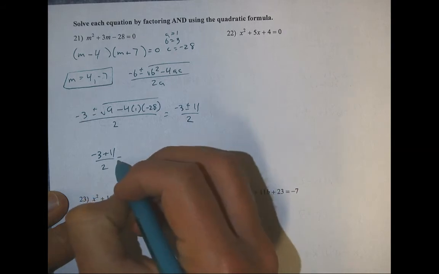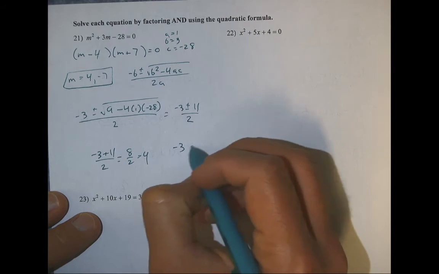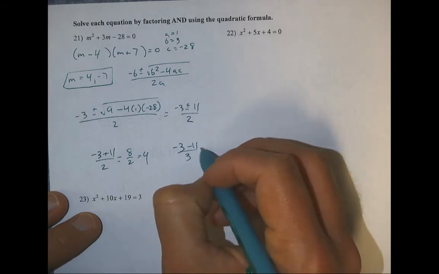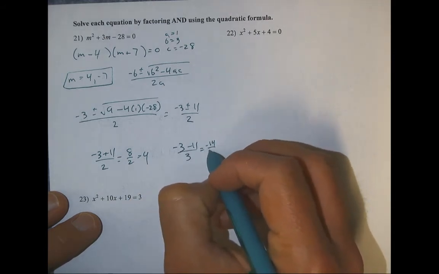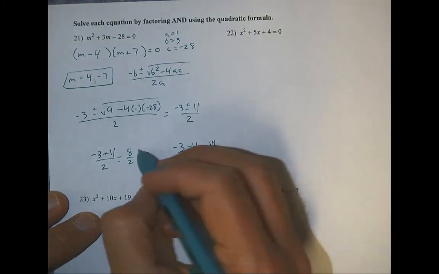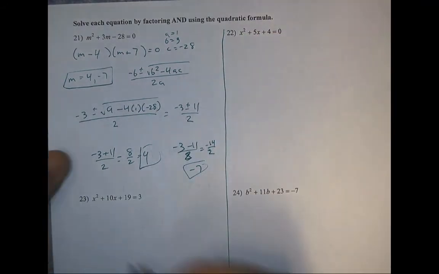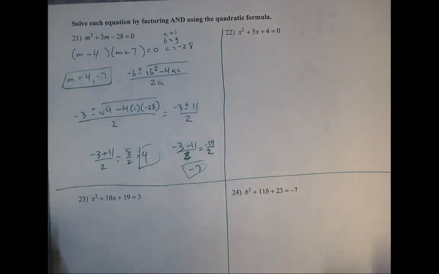Split it into 2 pieces. This is going to be 8 over 2, which is 4. Negative 3 minus 11 over 2, that's negative 14 over 2, and I get negative 7. And so 4, negative 7 matches what I got. You should get the same answer both ways.